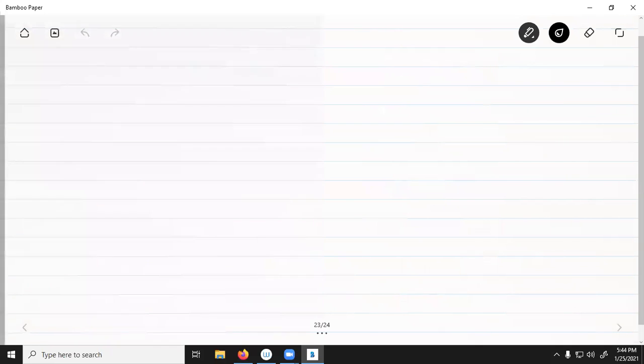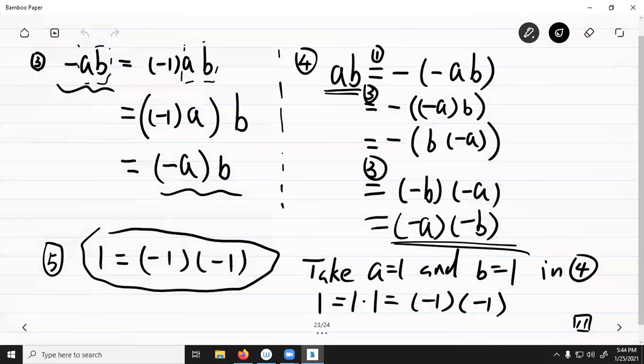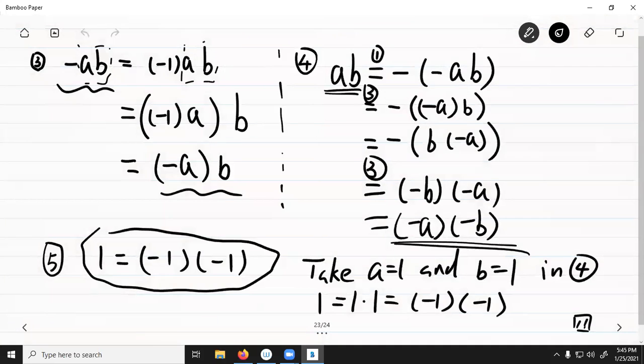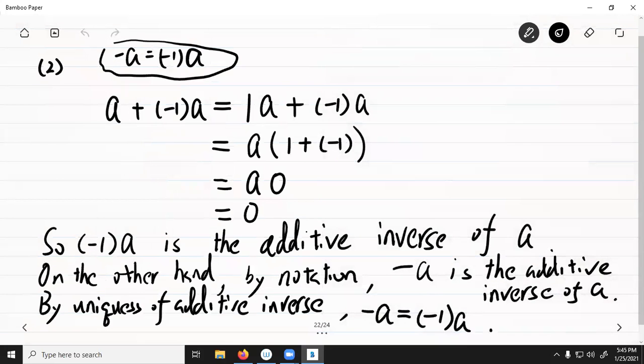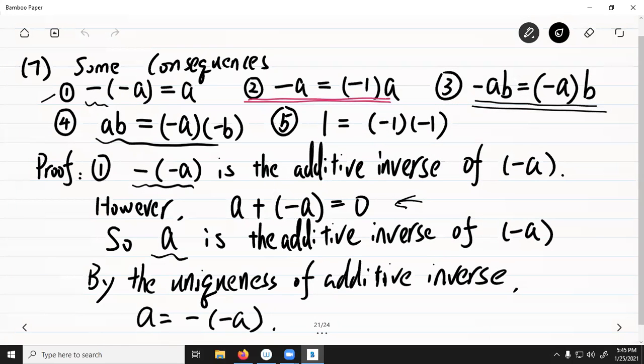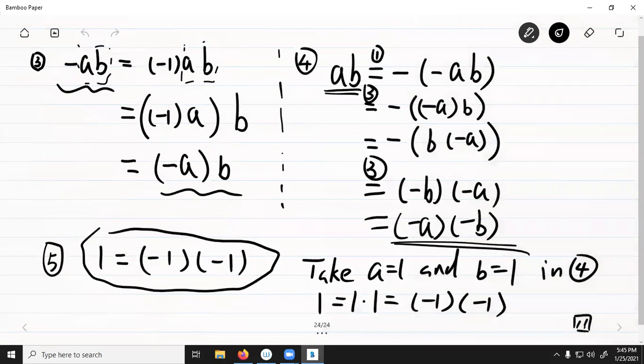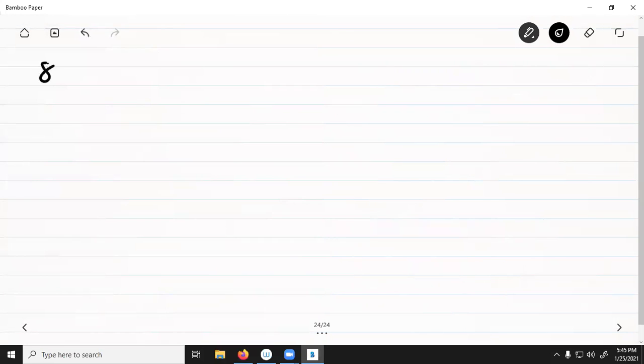Oh, sorry, it's too quick. Okay, so the next two things you need to prove by yourself. Number 8. This is number 8. Let me see. Sorry, the label is not good. This is 7. This is 8.